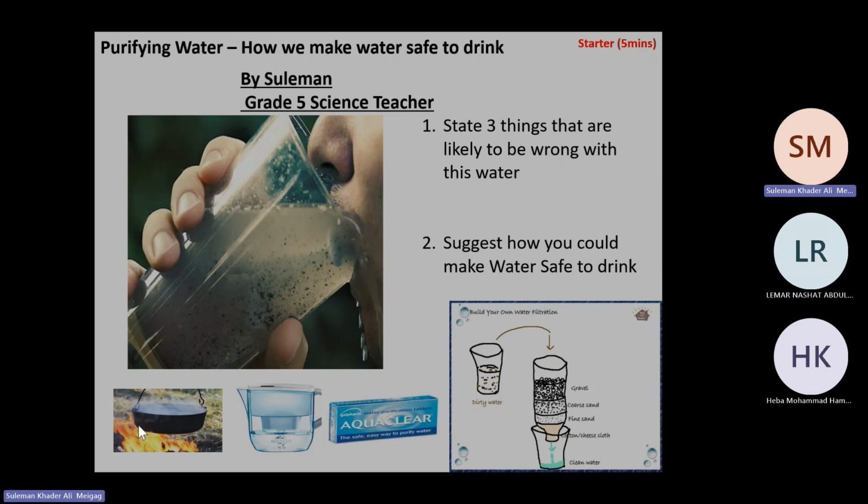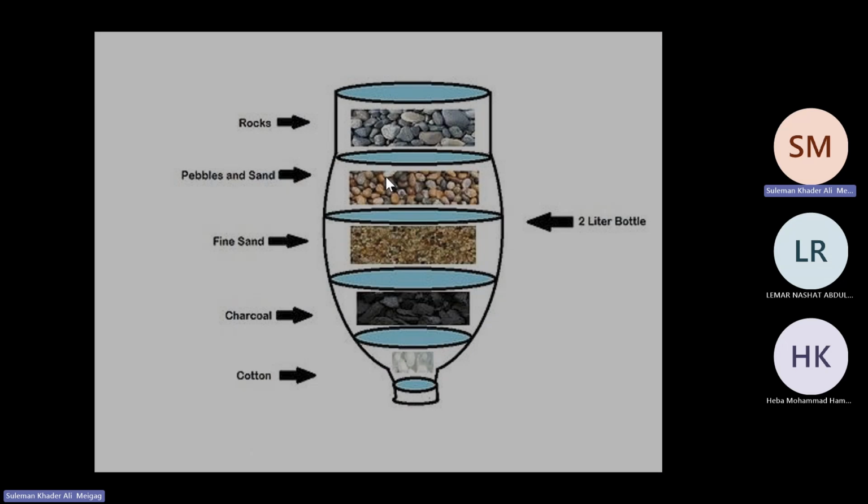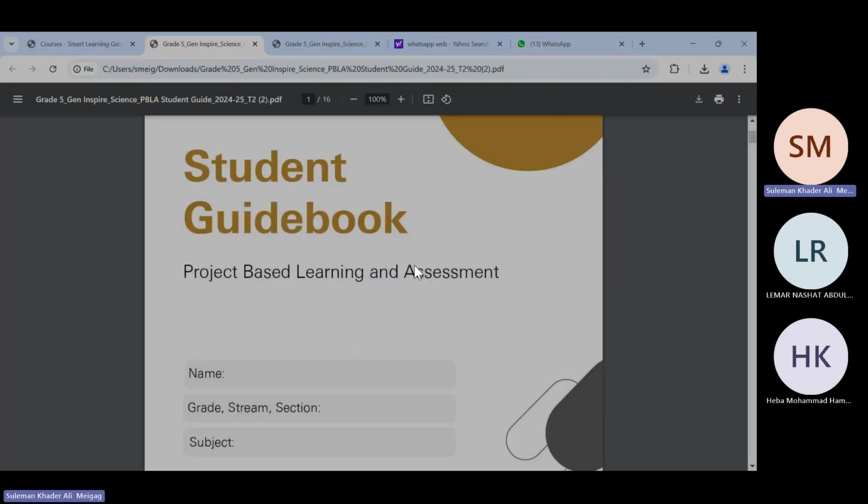So these are some of the things we can use in this picture. And one way we said like this one: to put rocks, smaller rocks, sand, charcoal, coal, and then cotton at the bottom. And then you can clean the water. You can see the student book.